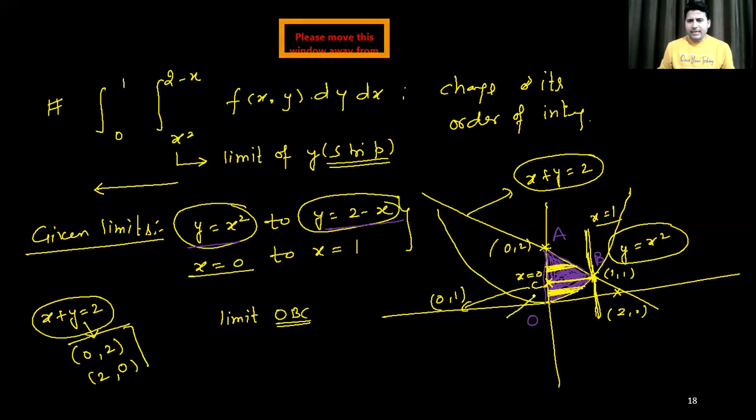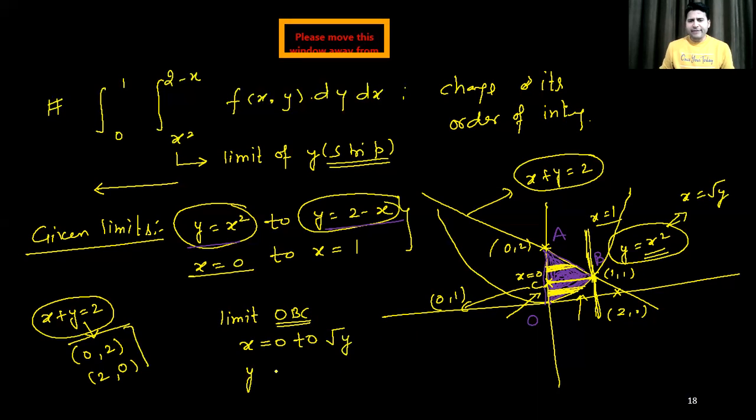The strip is started on this line. What is the value of x over here? Obviously, x equals 0 on the y-axis. Terminated on the parabola. And what is the value of x from the parabola? y equals x square. So x will be how much? Root of y. x equals 0 to root y.